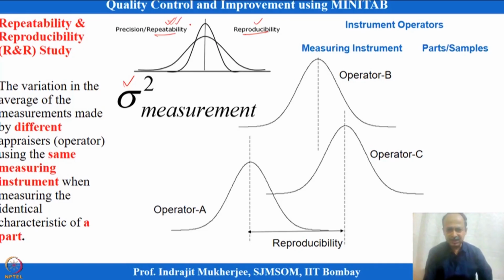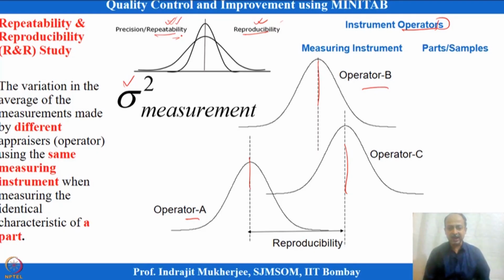Okay. And what is reproducibility? On the shop floor there are different operators, and in every shift there can be a different operator. What is expected is that all the operators should measure the same parts with the same accuracy. That does not happen. Operator to operator variation can happen. Operator A measures somewhere over here, operator B somewhere over here, operator C somewhere over here. So the overall mean location for operator A is different from the second and third ones. This variation due to the operator is known as reproducibility, and this is known as repeatability.